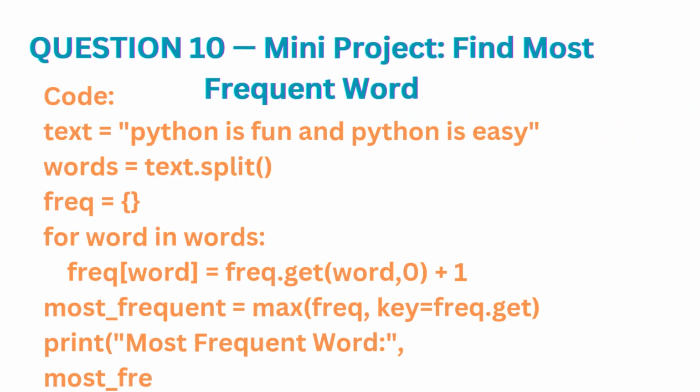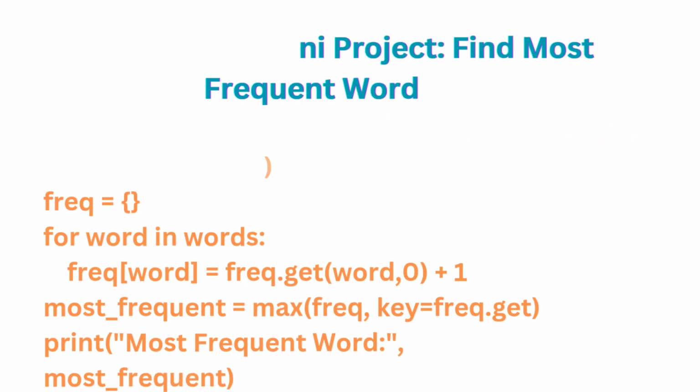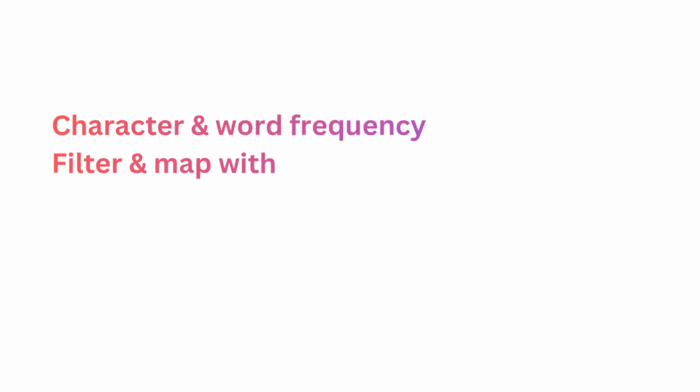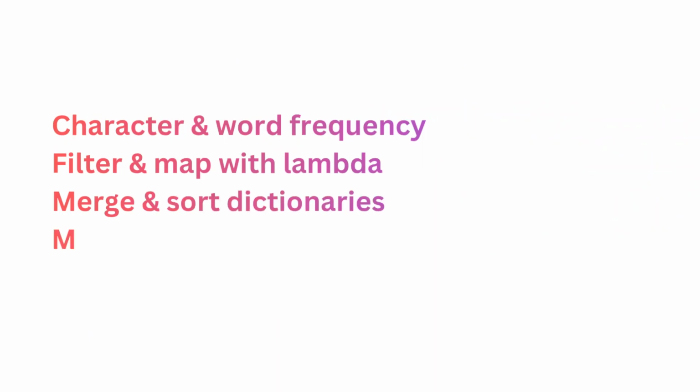So in this episode we solved dictionary, lambda and mini project problems using character and word frequency, filter and map with lambda, merge and sort dictionaries, and mini projects like student grades and text analysis. These are perfect for projects, coding interviews and real-world Python practice.